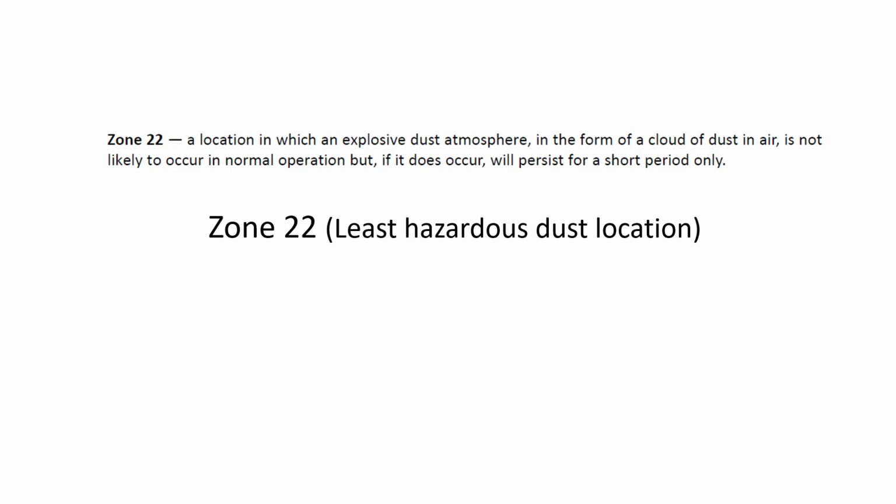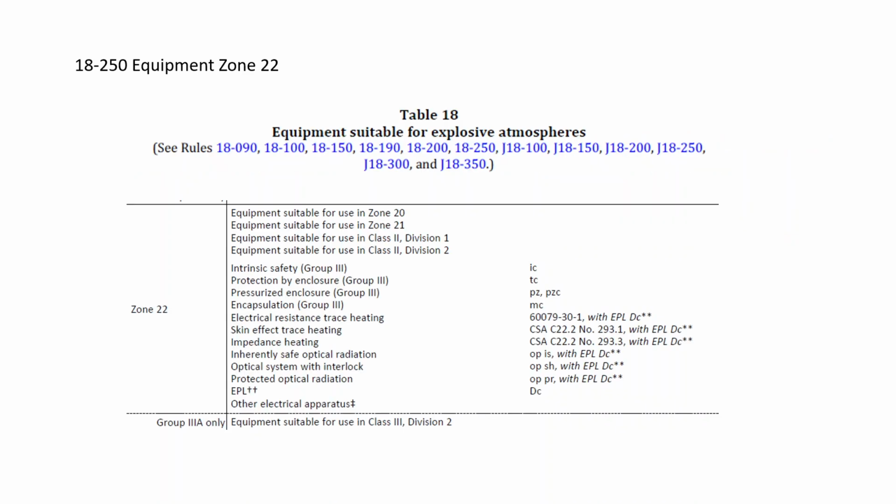Identical requirements are seen to zone 20 for the wiring methods and the sealing of conduits, so there's nothing new there. Finally, zone 22, which is the least hazardous dust location. If we take a look at special terminology, it is not likely to occur in normal operation, but if it did, it would persist for a short period only. So that means it's not really that hazardous. If we go to 18250, Zone 22 equipment, Table 18 provides an extensive list of what is permitted.